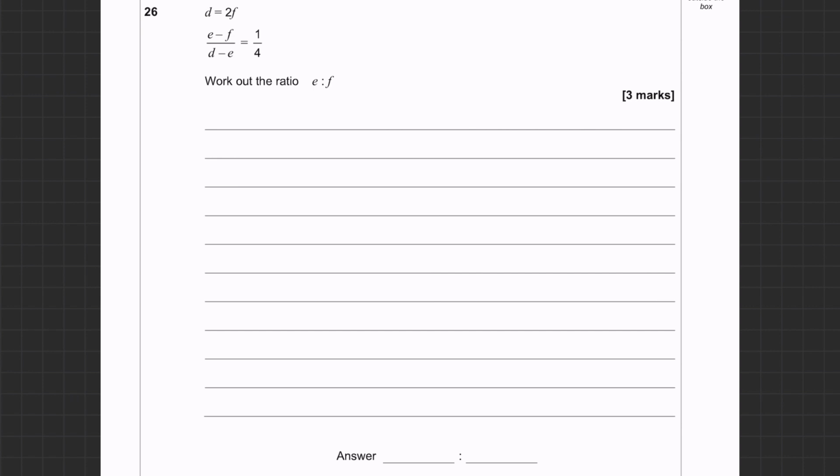Another weird question now. We want to work out the ratio of e to f, given this information here. Again, this is another question where there's multiple ways to go about it. My first step is I'm going to focus on this equation here, but I want to get rid of this d, so we just have two variables in this. So we'll just have e's and f's. And we know that d is equal to 2f. So I'm going to replace this d with 2f. So we'll have e minus f over 2f minus e. And that equals 1/4.